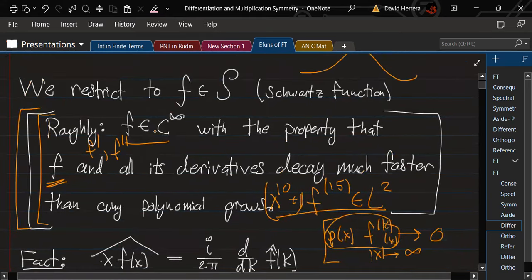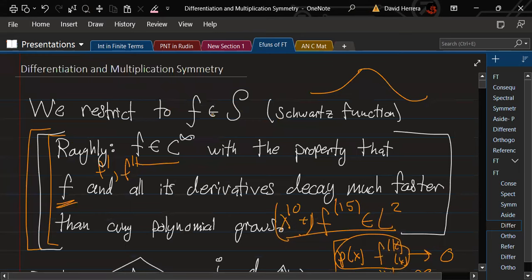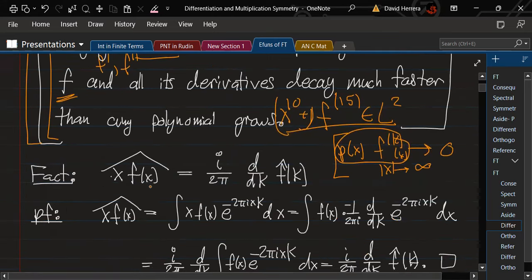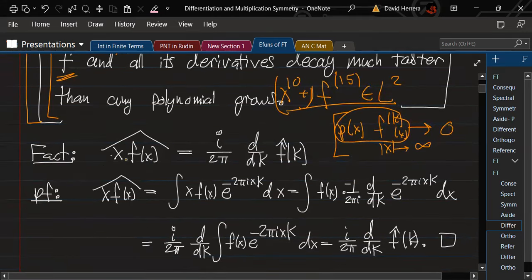It's a vector space. If you take a function in here, it's a Schwartz function. You multiply by a polynomial, it's still in here. If you differentiate, it's still in here. So this is some vector space of functions, and this is a subspace of L2. It's a dense subspace. Now a fact is that if you take x times f of x, then you get the derivative of the Fourier transform times this i over 2 pi.